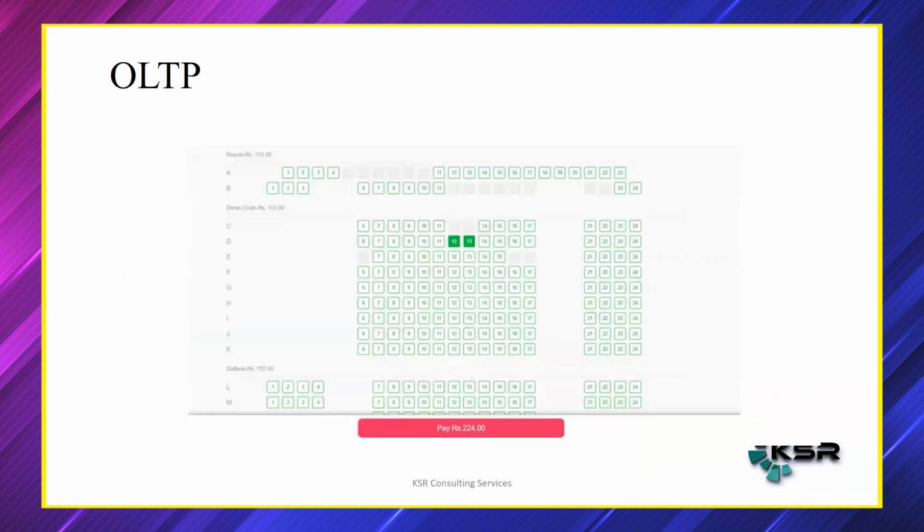Somewhere you would have seen this. What is this? BookMyShow. Is it BookMyShow? Movie theater. Have you seen this? Yes, while booking online tickets.